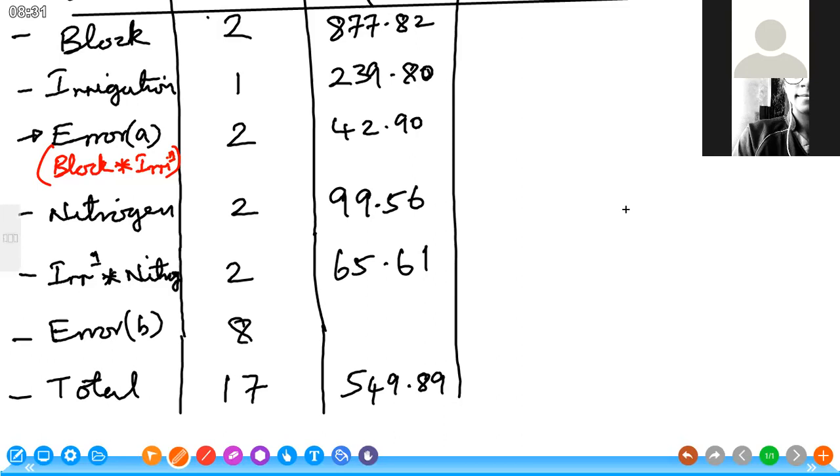You can put the answers in the chat box. You can respond in the chat box. Chat box works. Only problem is the mic. Right. Anyone, what is the error B component of the sums of square? Very quick. We are wasting time.